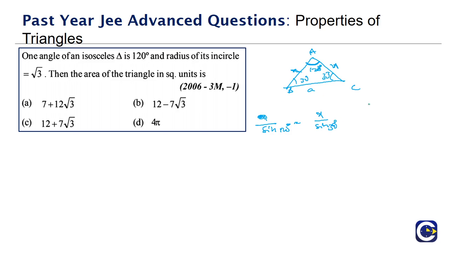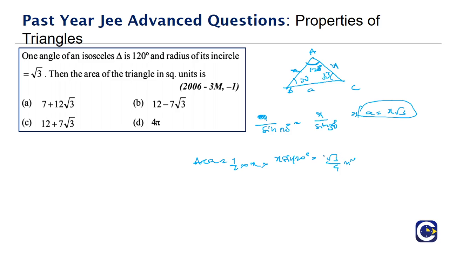So from this, what will I get? The base of the triangle is A, which is equal to x root 3 units. So I have the base and I want the area of the triangle. Area is half into, in this case, x, if you consider one side, and x sine 120 degrees, which will give me root 3 by 4 x square.